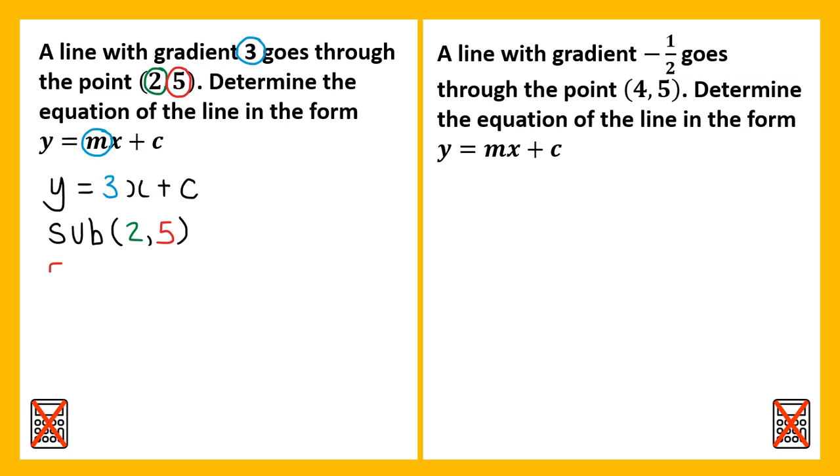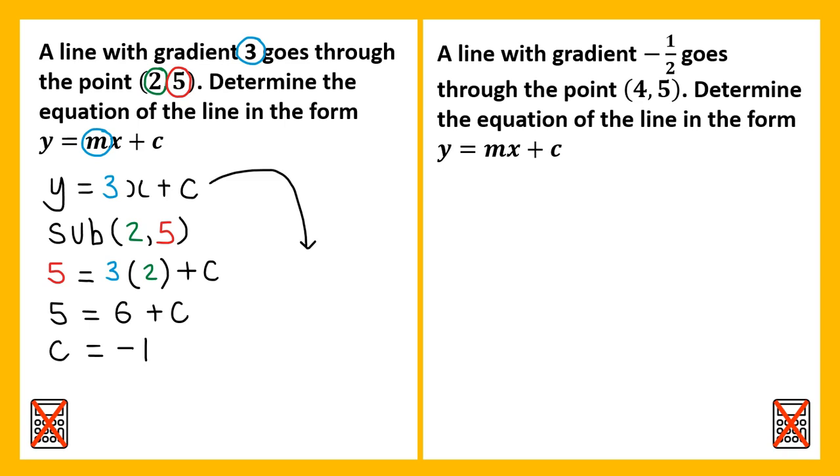The y part of the coordinate is 5, and the x part of the coordinate is 2. So 5 equals 3 lots of 2 plus c. I can use this to solve and find c. 5 is equal to 6 plus c, and subtracting 6 from both sides will leave me with c, which is negative 1. For my final answer, I just need to rewrite the original equation, y equals 3x, but replace c for the value that's now been found, which is negative 1. Therefore my final answer is y equals 3x, take away 1.